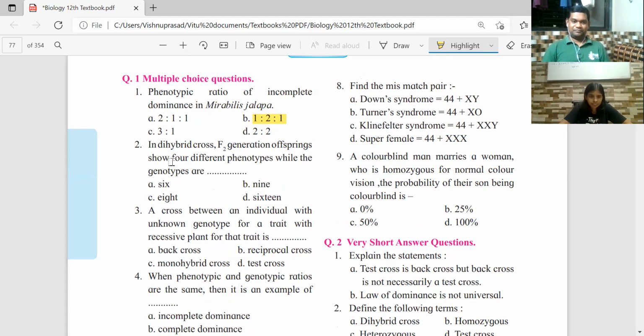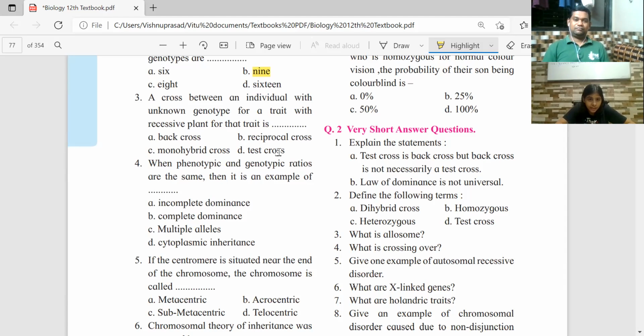Second one: in dihybrid cross, F2 generation offspring show 4 different phenotypes, while the genotypes are... The correct answer is 9. 9 different genotypes. That's why the ratio was 1:2:1, 2:4:2, 1:2:1. So there are 9 numbers. Correct.